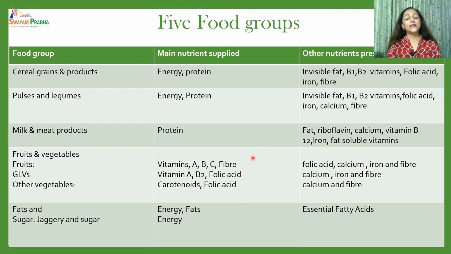Along with that, ICMR has also mentioned other nutrients which are present in addition to the main nutrients. For example, cereal grains are invisible sources of fats. They contain vitamin B1, B2, folic acid, iron, and fiber. Similar are the nutrients provided by pulses and legumes. Milk, along with protein, provides us fat, B2, calcium, B12, iron, and fat soluble vitamins. Fruits and vegetables provide a number of vitamins and minerals. Fats provide essential fatty acids, whereas sugar does not provide any other nutrient.